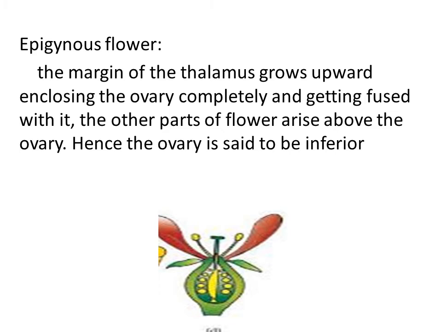So when the position of the ovary is inferior, below all other organs of the flower, such a condition of the flower is called epigynous. Clear? And the flower is named an epigynous flower. And the ovary position here is inferior. What do you mean by inferior? Inferior is nothing but below, right? So the ovary is located below all other organs of the flower. So such a kind of flower is named an epigynous flower. So in an epigynous flower, what is the position of the ovary? The ovary position is inferior here.